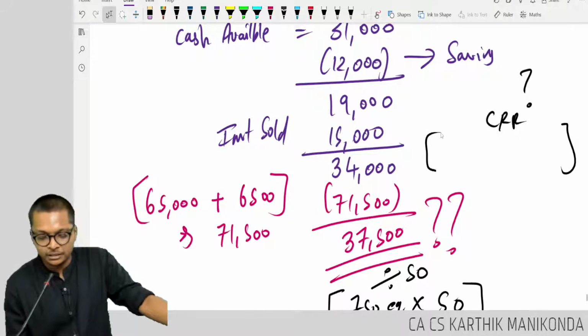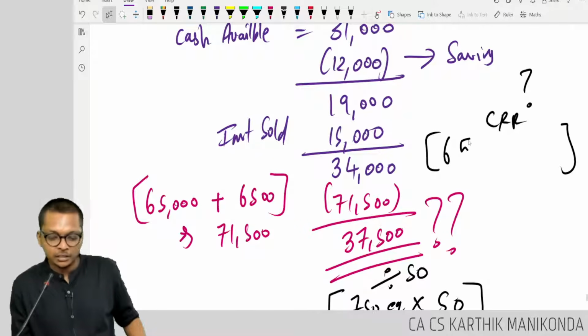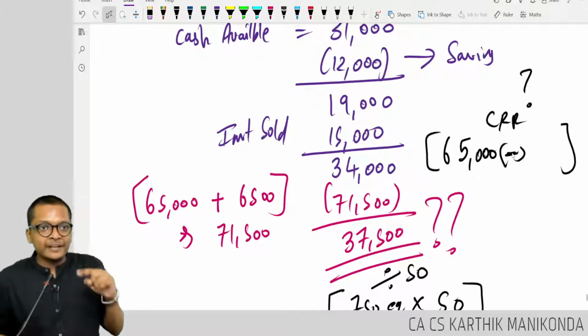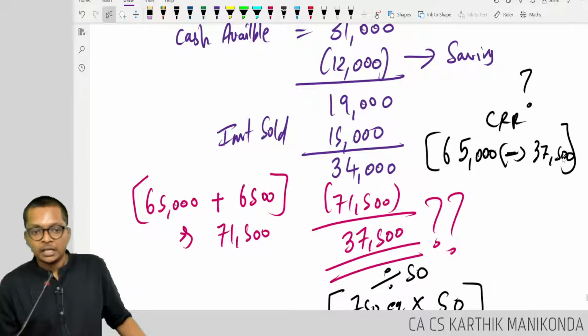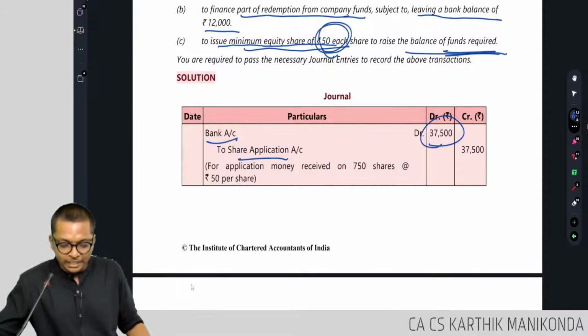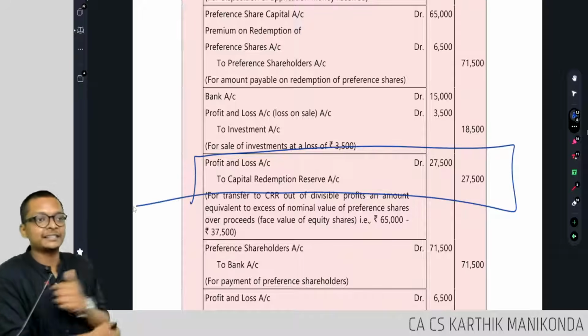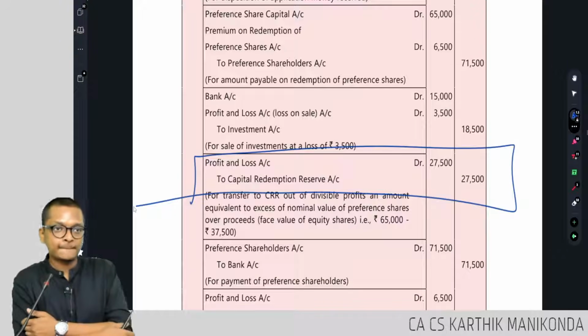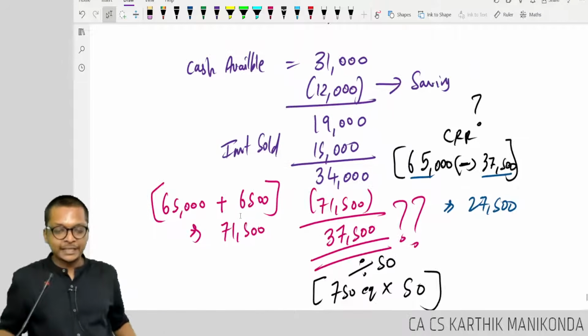Follow carefully, guys. What is the face value of preference shares redeemed? 65,000 is the face value of preference shares redeemed. What is the face value of new equity issue? 37,500. So 65,000 minus 37,500, how much? 27,500 will be the amount I will be transferring to CRR. Can you see 27,500, guys? Clear? Understanding? Following? This is the workings. Quickly make a note.